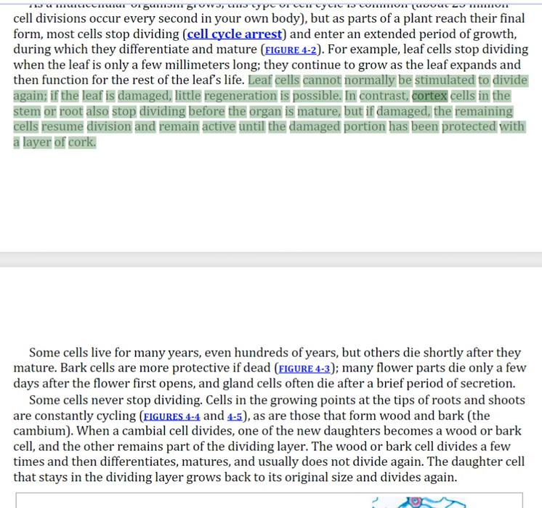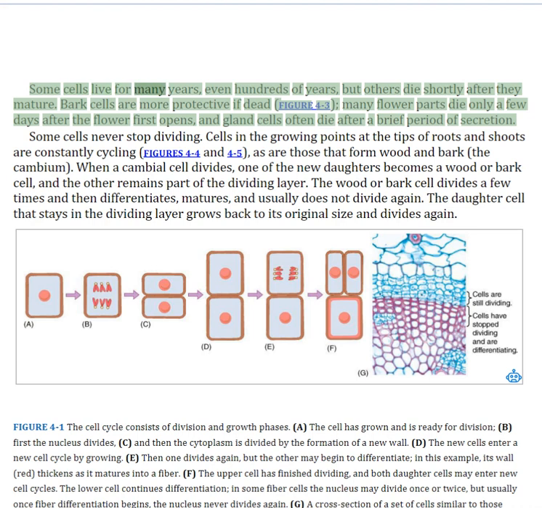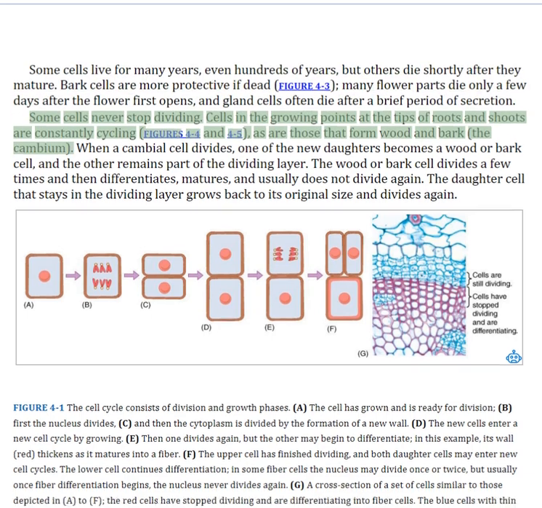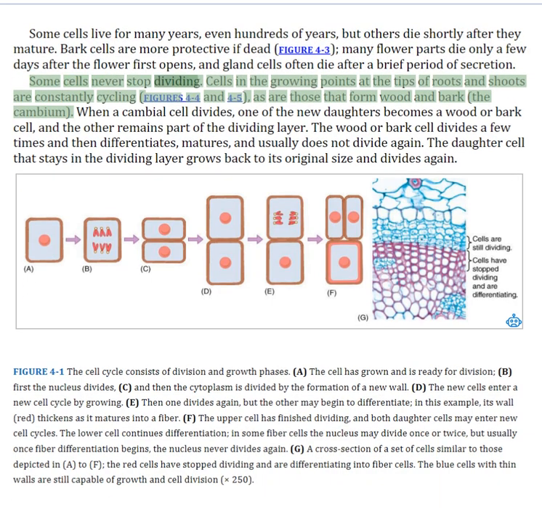In contrast, cortex cells in the stem or root also stop dividing before the organ is mature, but if damaged, the remaining cells resume division and remain active until the damaged portion has been protected with a layer of cork. Some cells live for many years, even hundreds of years, but others die shortly after they mature. Bark cells are more protective if dead. Many flower parts die only a few days after the flower first opens, and gland cells often die after a brief period of secretion. Some cells never stop dividing.